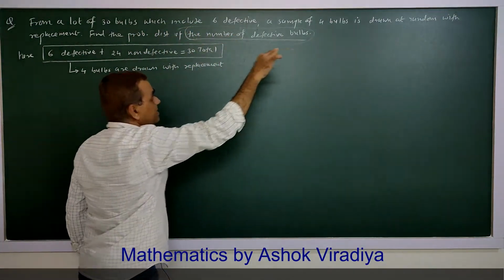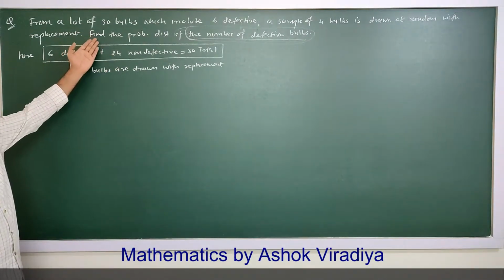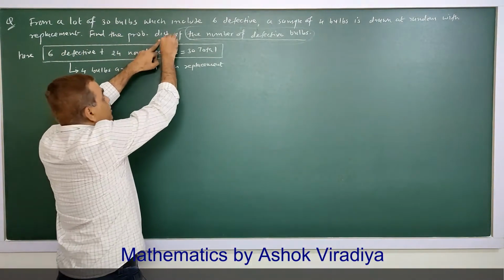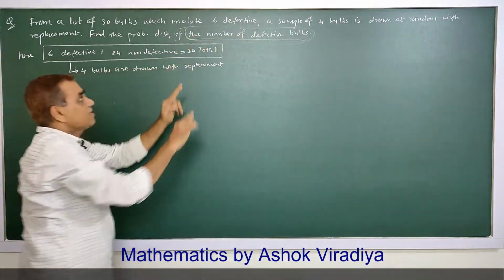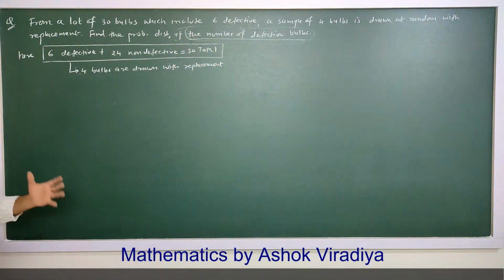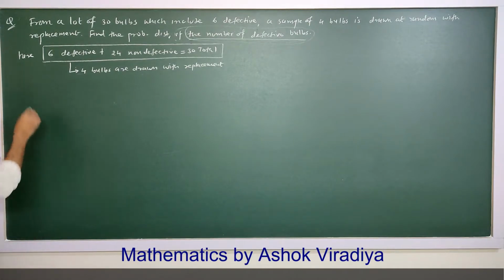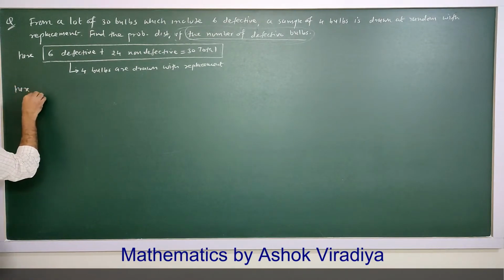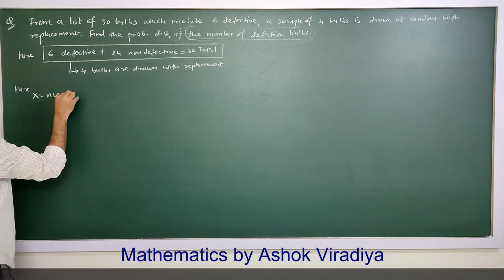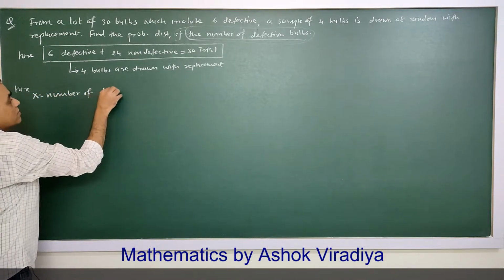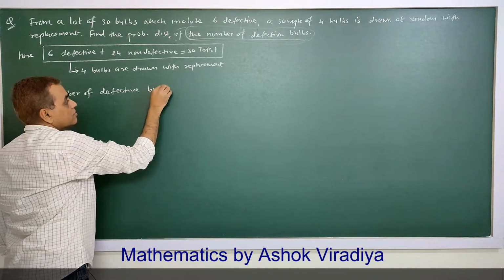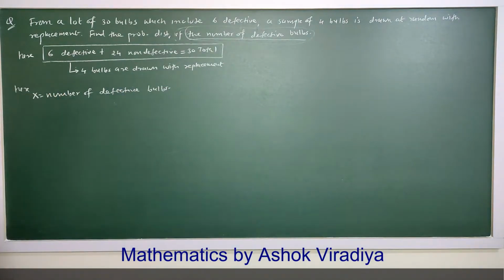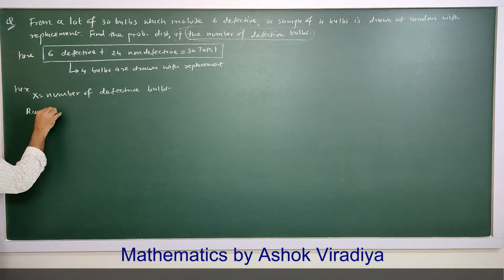We are asked the probability distribution of whatever is the bunch of words after 'probability of', that defines X. Find the probability distribution of the random variable. This is the random variable X, the number of defective bulbs. So here X is the number of defective bulbs, and X takes values, that is, we say the range of X.